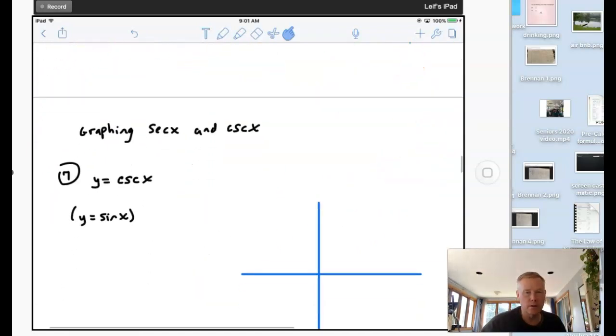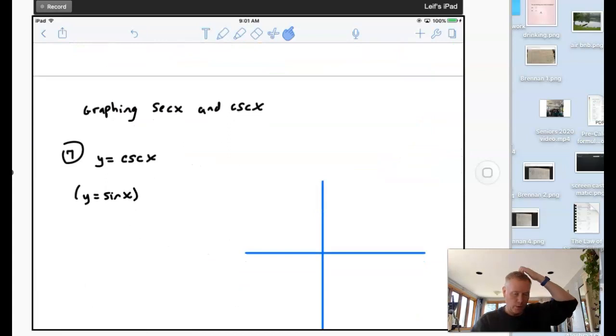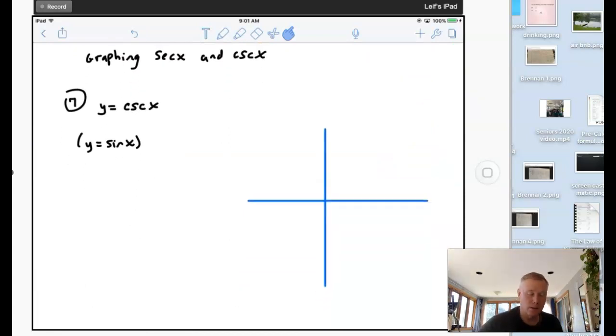Anyway, there you go. And if they ask for 2 periods, you could do either another one on the left of it or another one on the right. It really doesn't matter. Okay. All right, so that's graphing tangent and cotangent. Next, I'm going to get into graphing secant and cosecant.